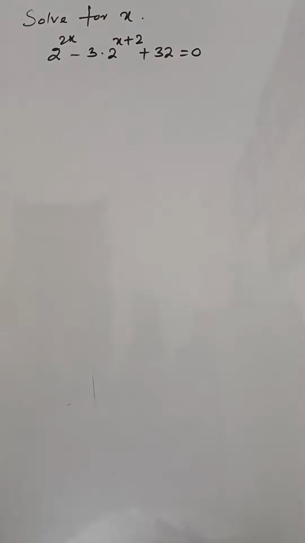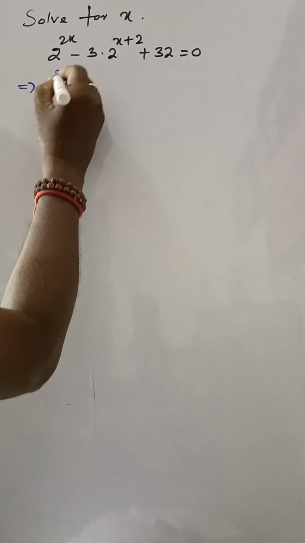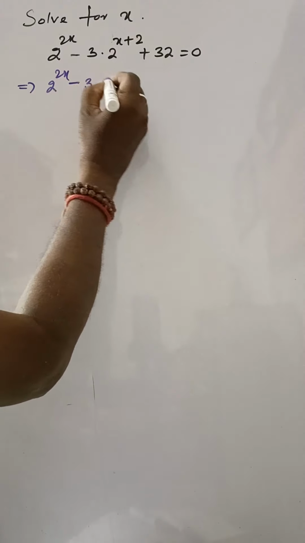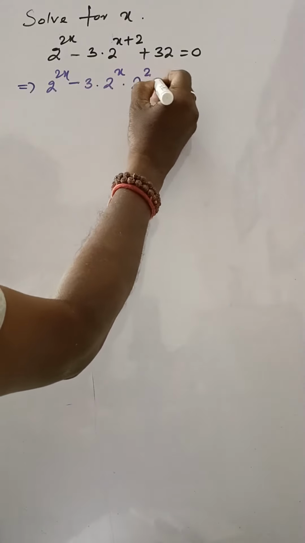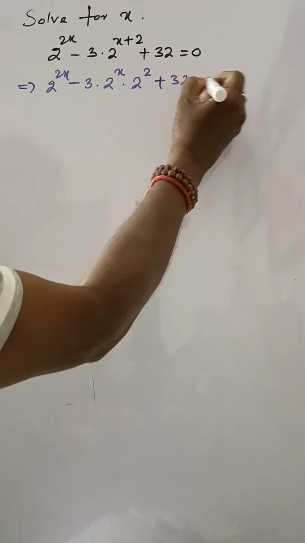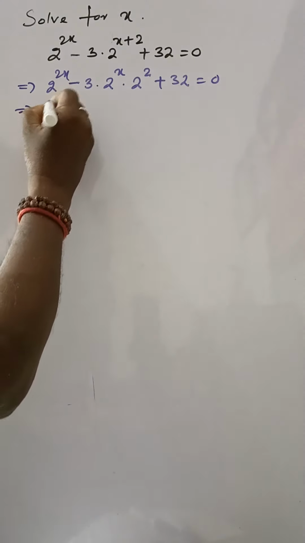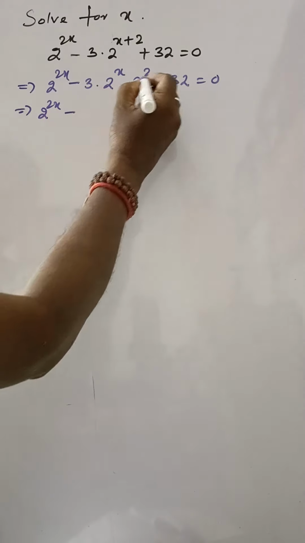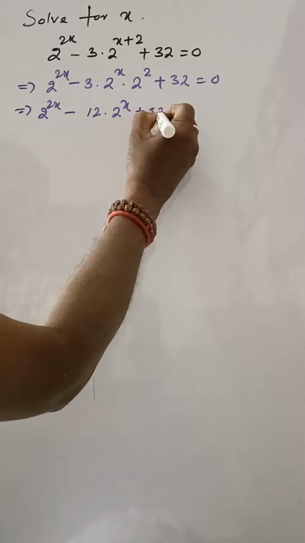Solve for x: 2^(2x) − 3 · 2^(x+2) + 32 = 0. Here, 2^(2x) − 3 · 2^x · 2^2 + 32 = 0. Then this is 2^(2x) − 12 · 2^x + 32 = 0.